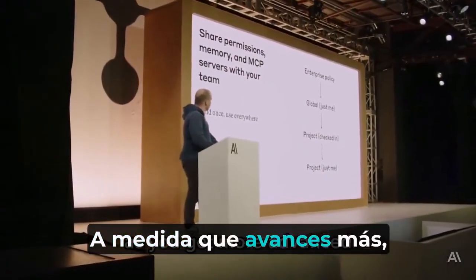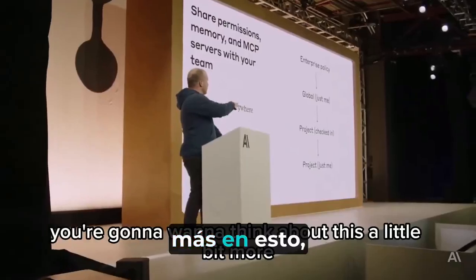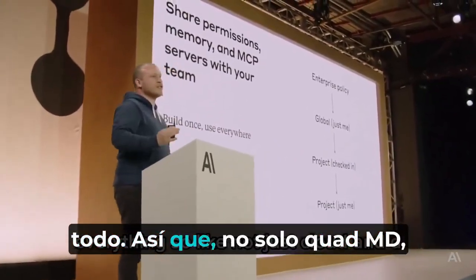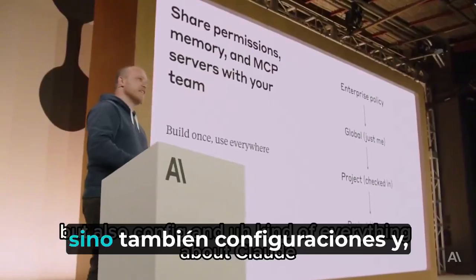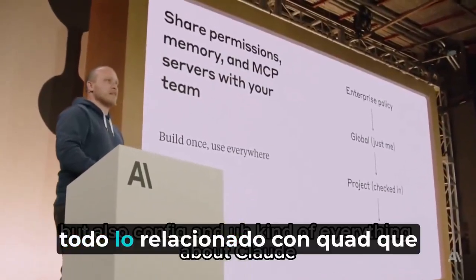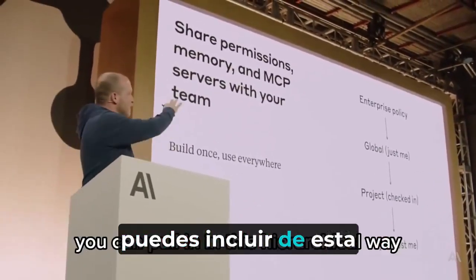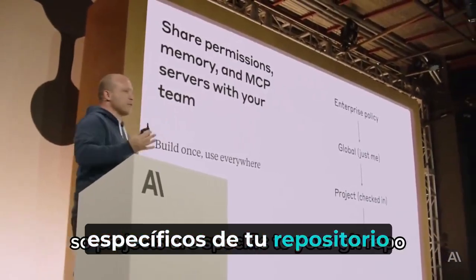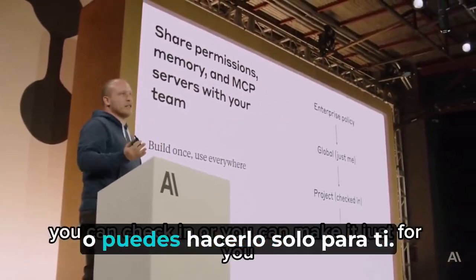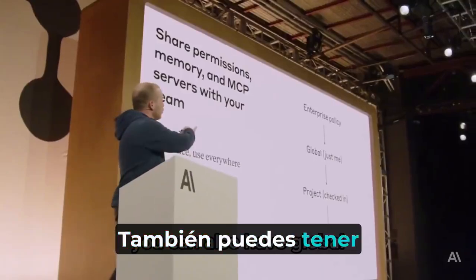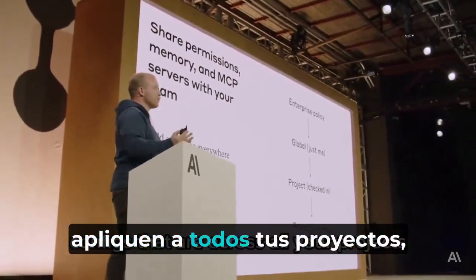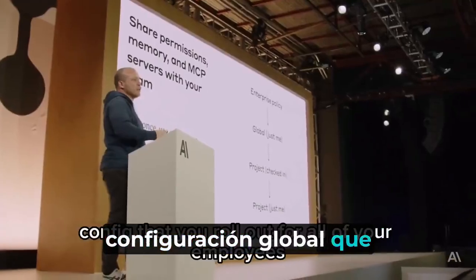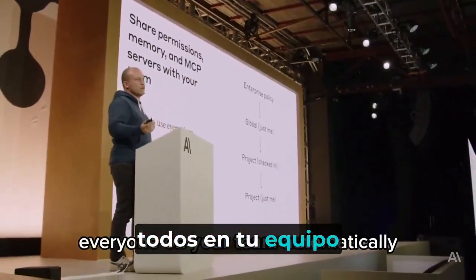As you get more advanced, you're going to want to think about this hierarchy of different ways to pull in everything. So not just Claude MD, but also config and everything about Claude you can pull in this hierarchical way. Projects are specific to your Git repo, and you can check that in, or you can make it just for you. You can also have global configs that are across all your projects, or you can have enterprise policies. This is essentially a global config that you roll out for all of your employees, everyone on your team, automatically.